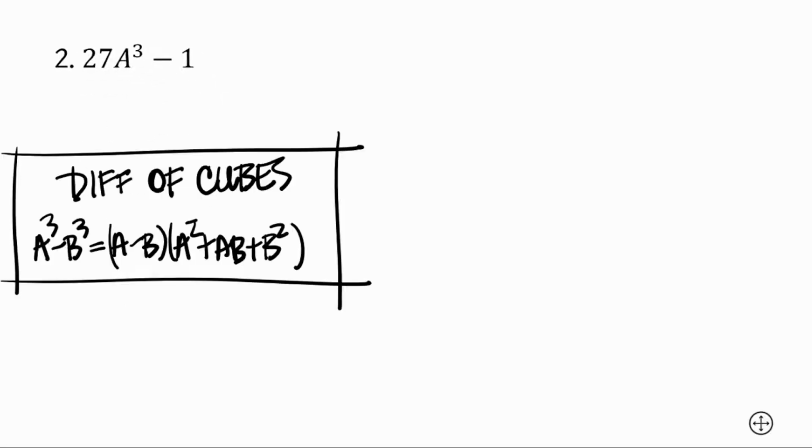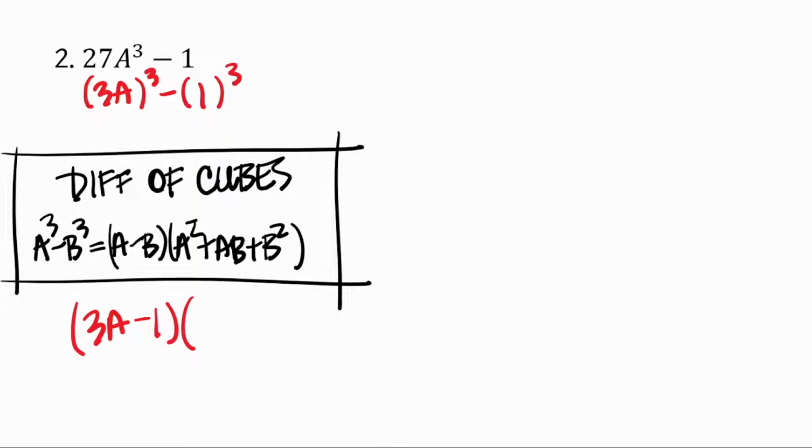Alright, the second one, this is looking like a difference of two cubes. So I'm going to identify what's my A and what's my B. So 27a to the 3 is the cube of 3a. Okay, so I'll have 3a minus 1 multiplied by, if I square 3a, I'll get 9a squared. A times b would be 3a times 1 plus 1 squared. Okay, that's as far as I can go there.